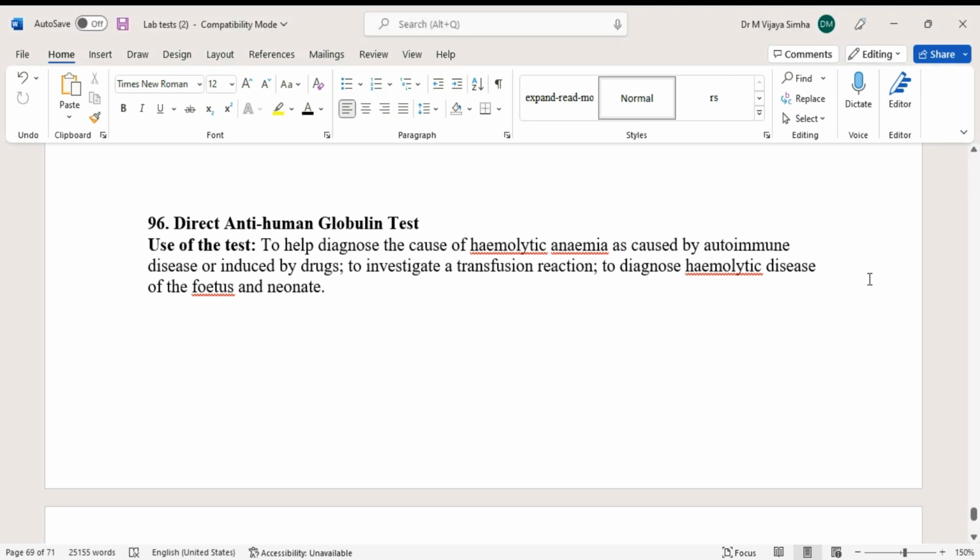Hello guys, today we are going to discuss a laboratory test. It's a blood test. The name of the test is direct anti-human globulin test. Why do we do this test?